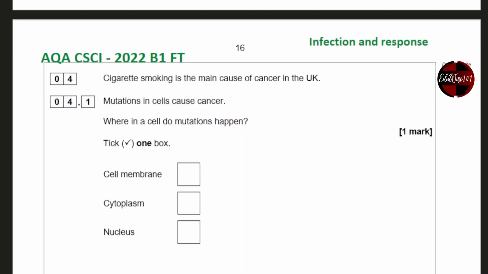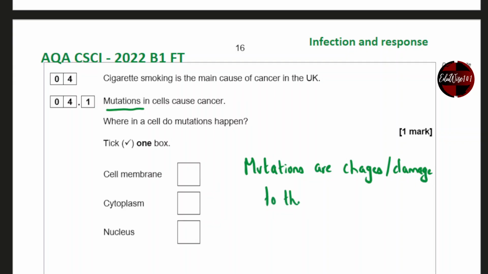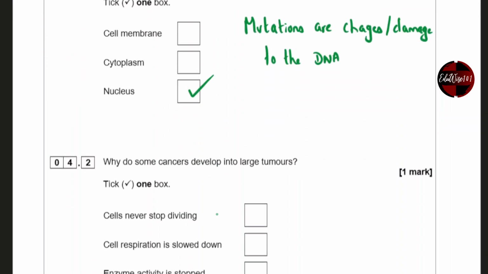Cigarette smoking is the main cause of cancer in the UK. Mutations in cells cause cancer. What does mutations mean? Mutations are changes, or you could say damage, to the DNA. Where in a cell do mutations happen? Well, you find the DNA in the nucleus.